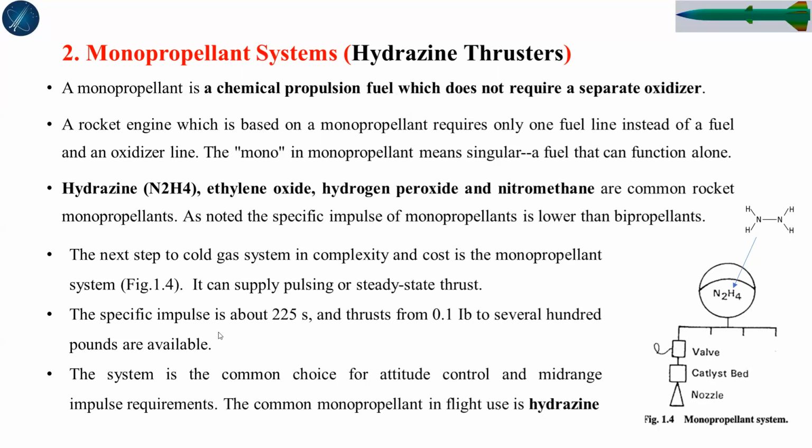So the specific impulse is about 225 seconds. That is one of its good behaviors, and thrust from 0.1 pound to several hundreds of pounds is available in this form. The system is commonly chosen for attitude control and the mid-range impulse requirement. And the most common propellant in this case is hydrazine. Okay, so hydrazine is N2H4.